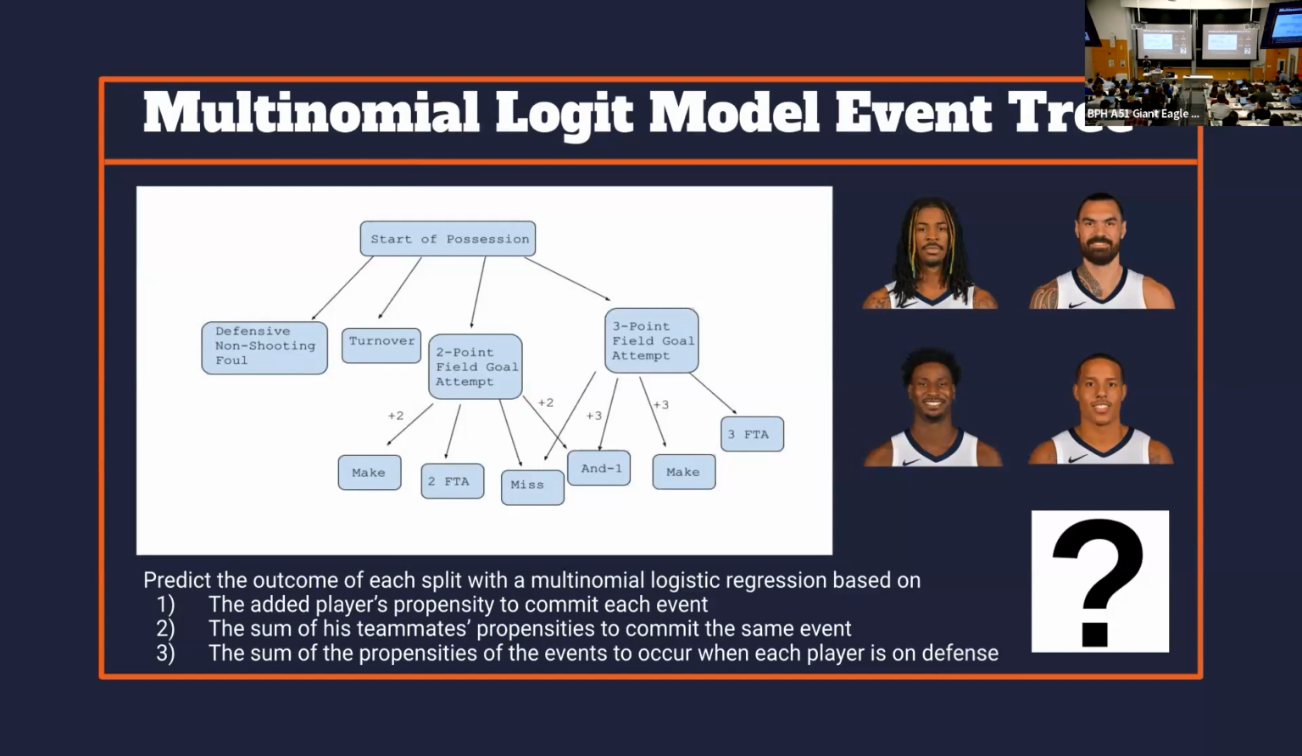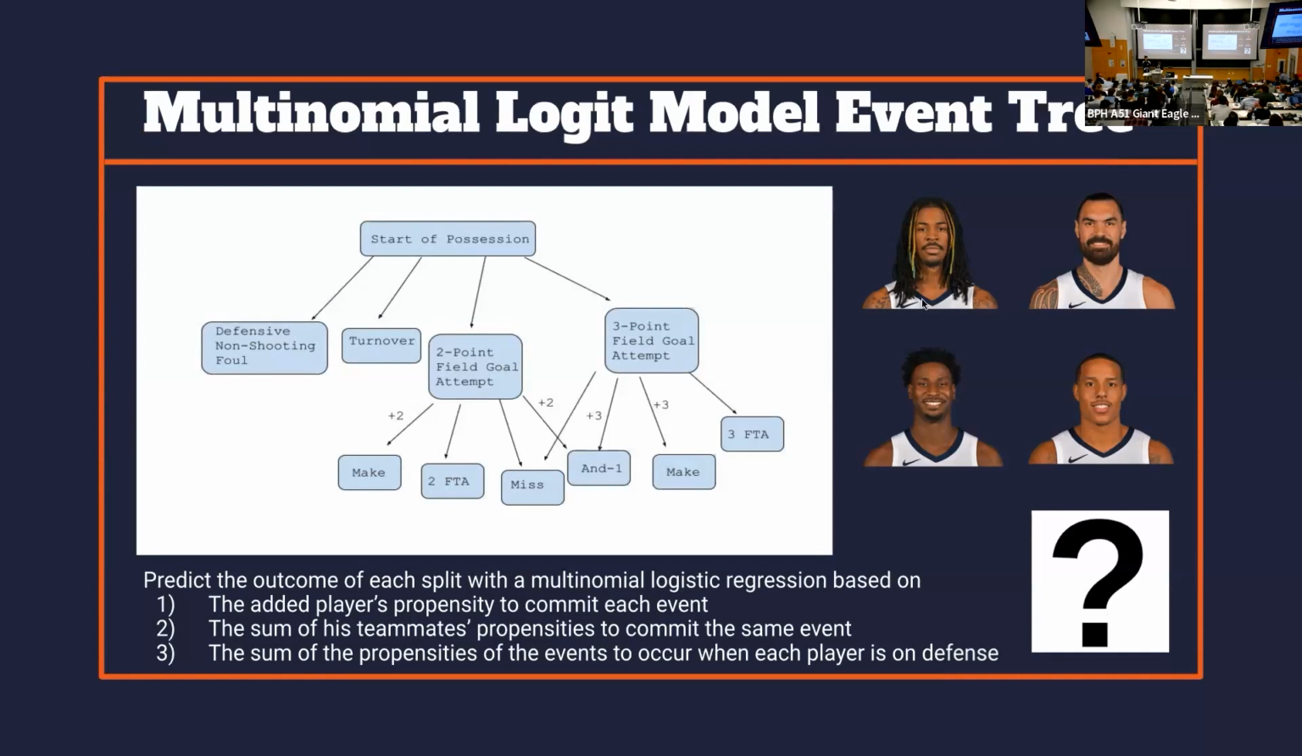So basically, the event tree involves a split, a multinomial logistic regression at each split. We have 5 players here. The 5th player could be anybody. And this is an interesting example because Ja Morant isn't currently playing. But yeah, so we regress based on the added player's, the question mark's, propensity to commit, for this first split, one of these 4 events.